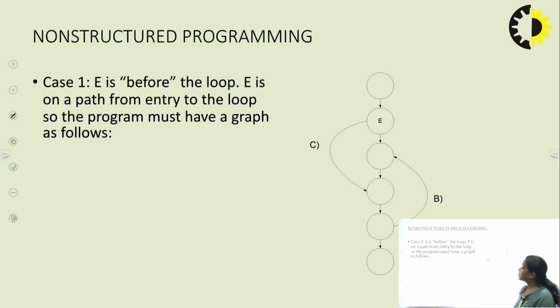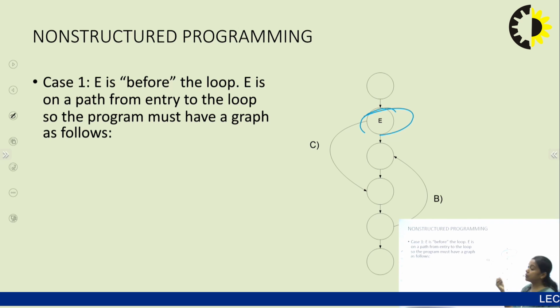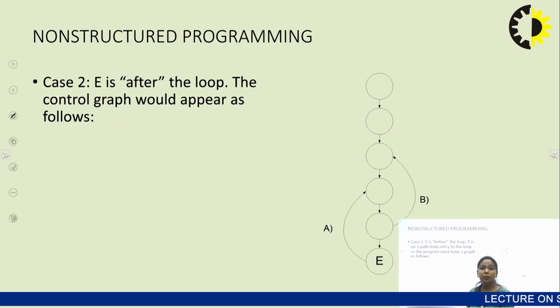Case first: E is before the loop. E is on the path from the entry of the loop, so the program must have the graph as follows. E is before the loop. E is on the path of entry of the loop, and so the graph must follow this step completely. So this is on the basis of the case that E must be before the loop to be performed.